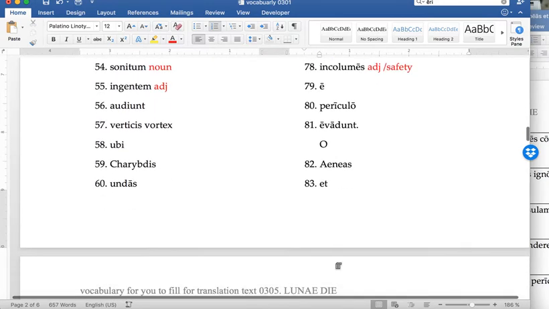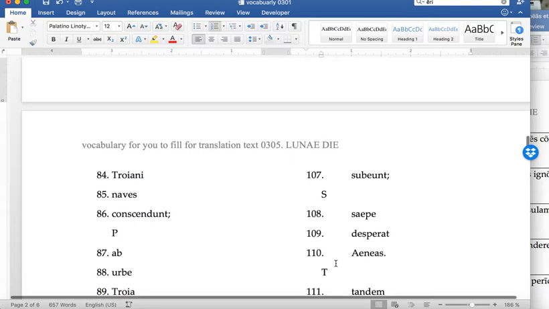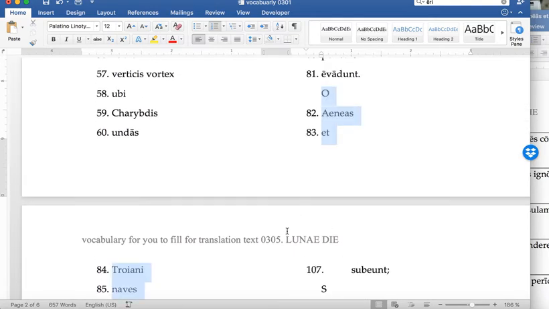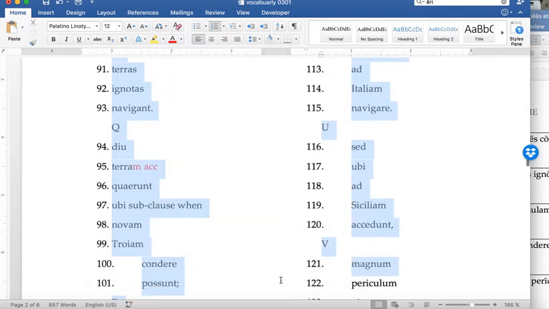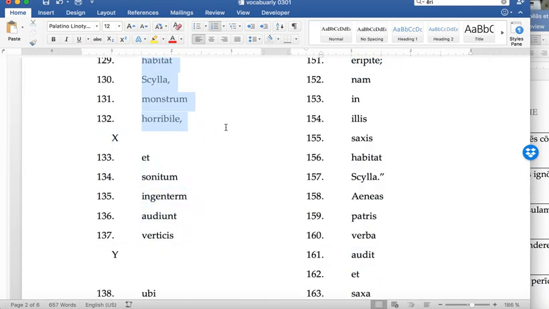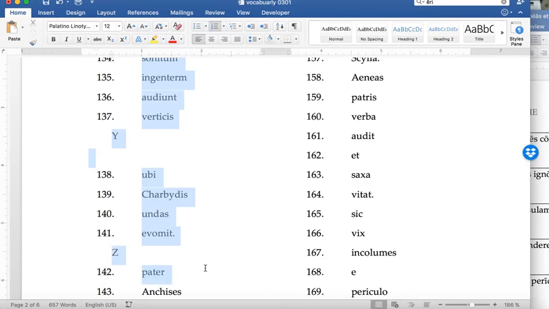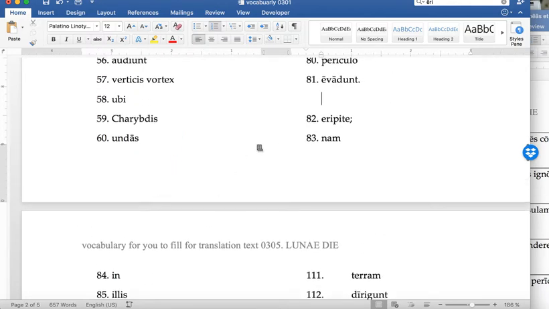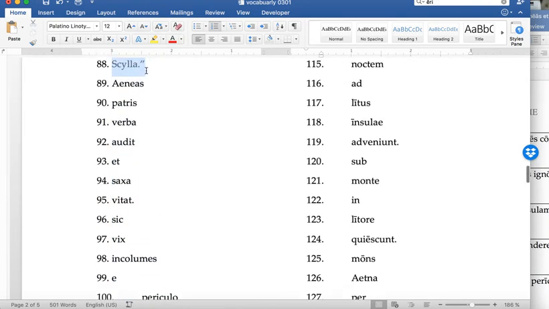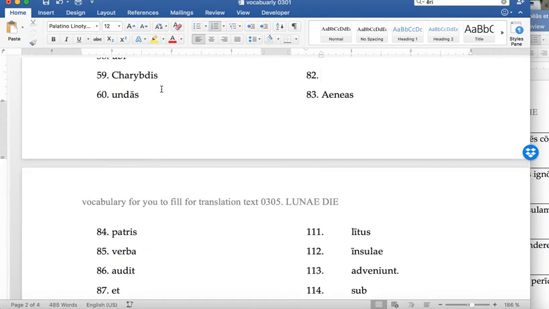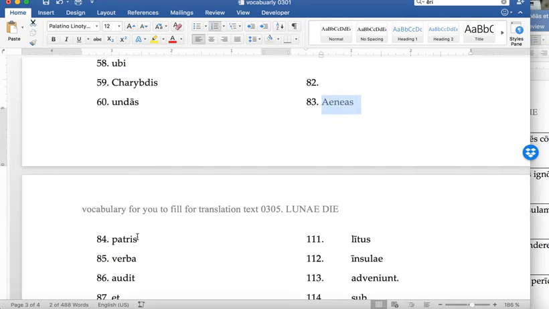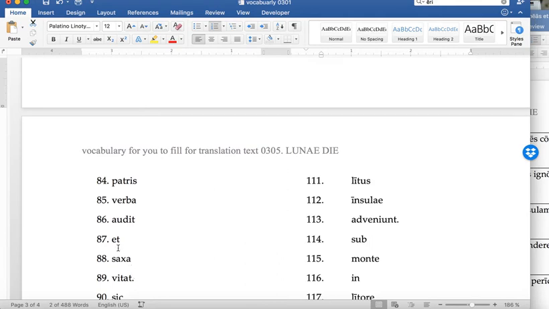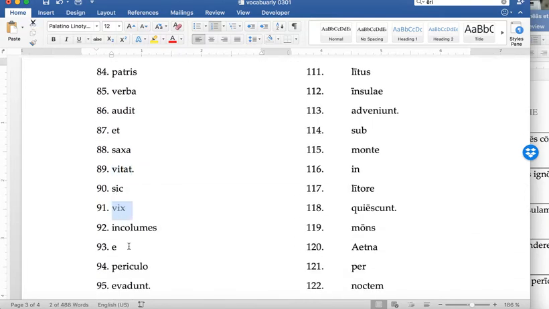Letter O, Aeneas et Troiani naves conscendunt. Oh, this is a repetition. So from here, this is the part that was missing above. Aeneas patris verba audit, Aeneas hears his father's words, and rocks he avoids. Sic vix incolumes e periculo evadunt, which you translated above, so there's no need to repeat that.